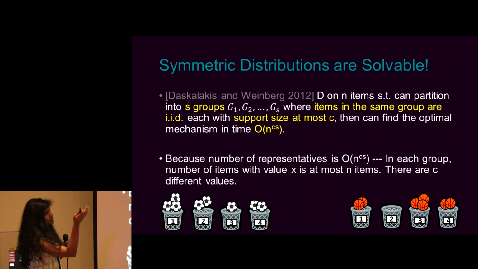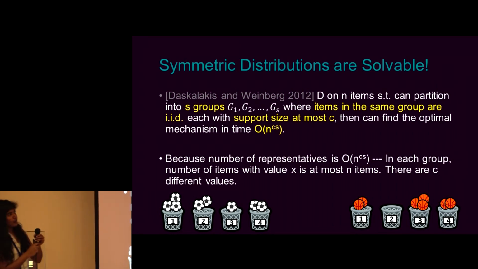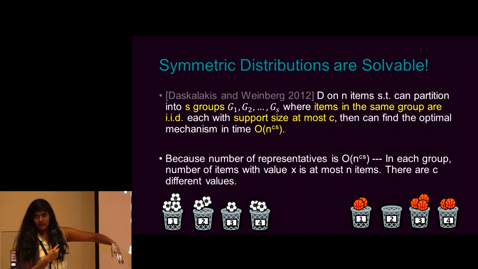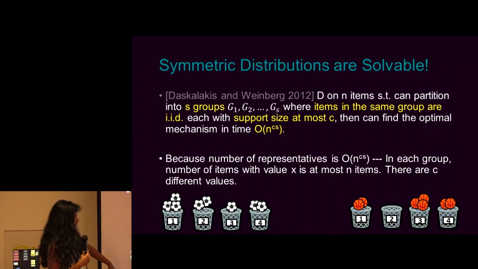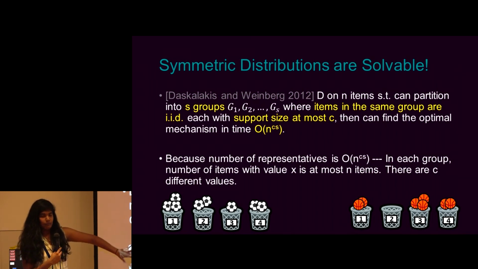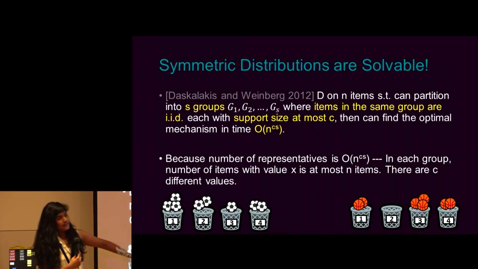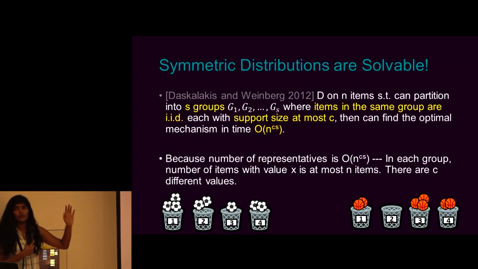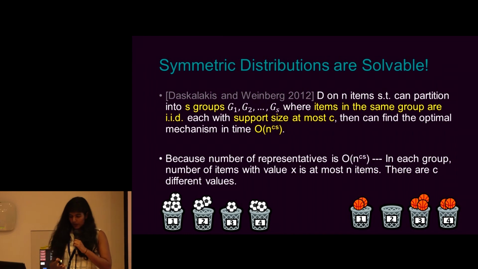Like it's just a balls and bins calculation. Because in each group, you can have at most n items that take a particular value x. So there can be n to the C many different partitions of this. And similarly, there are going to be S different groups. So it's going to be n to the CS. Okay?